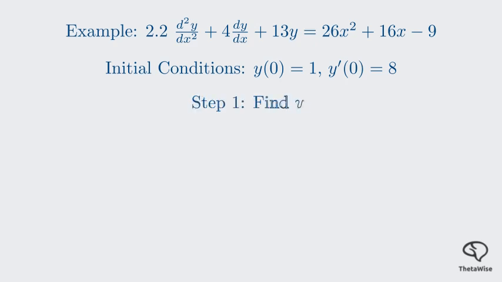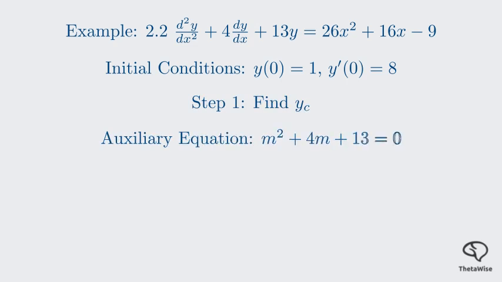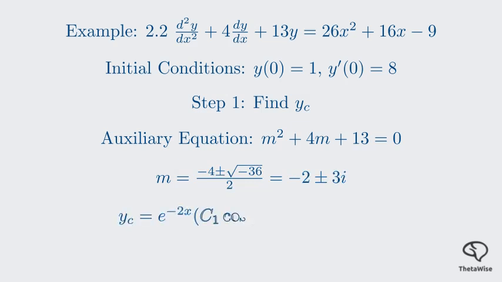Step 1. Find y sub c. The auxiliary equation is m² plus 4m plus 13 equals 0. The discriminant is b² minus 4ac equals 16 minus 52 equals negative 36, so we have complex roots. Using the quadratic formula, m equals negative 4 plus or minus the square root of negative 36, over 2, which equals negative 2 plus or minus 3i. Alpha is negative 2, beta is 3. The complementary solution is y c equals e to the negative 2x times c1 cos 3x plus c2 sin 3x.